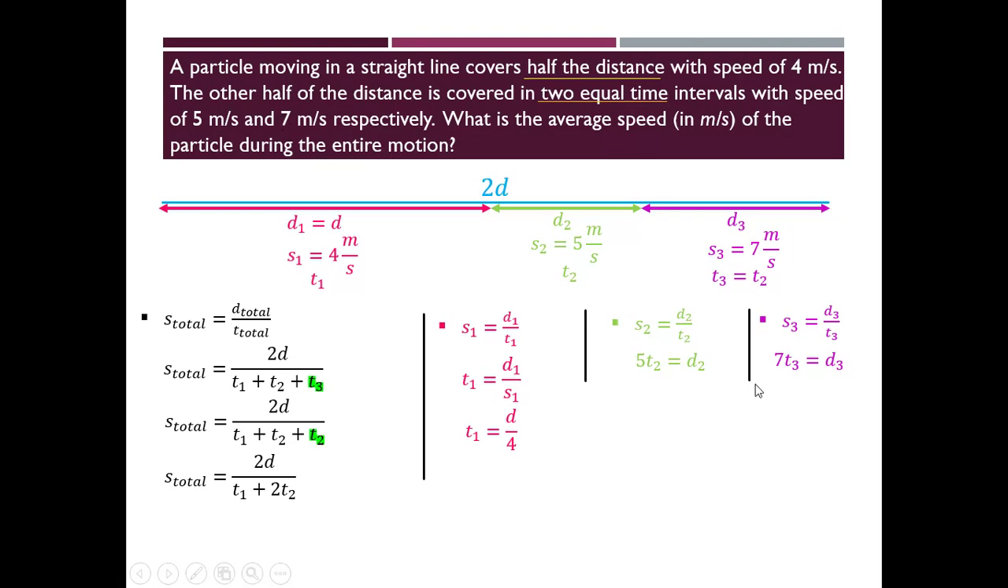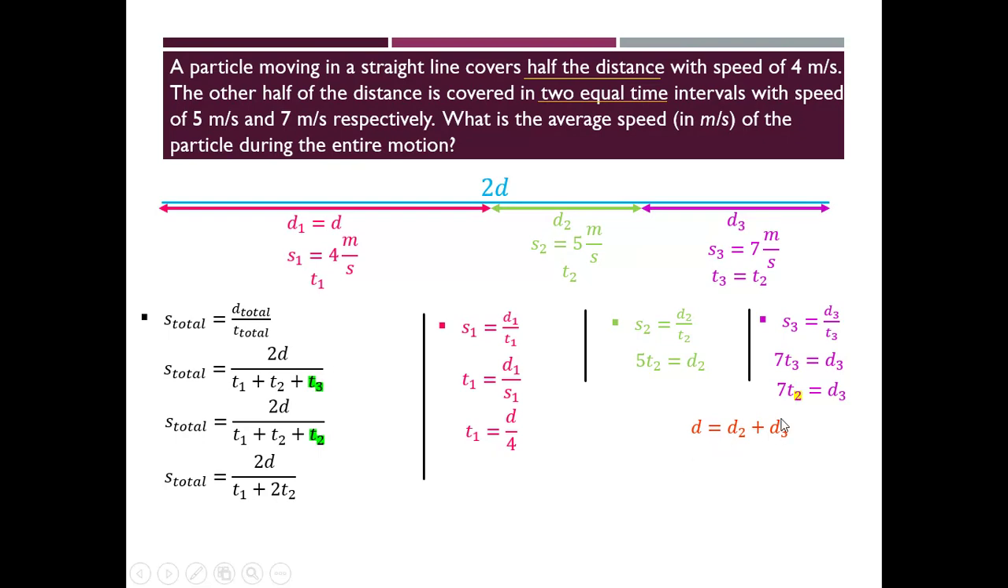Now, in case you're confused, why did I solve for T1 using the information in the first leg, yet here I solve for D instead of T? Well, I solved for D2 and D3 in my last steps. It's because I know that, watch my cursor, if the whole thing is 2D, well, this is D, and from here to here is also D. Well, I can say that D is D2 plus D3, right?